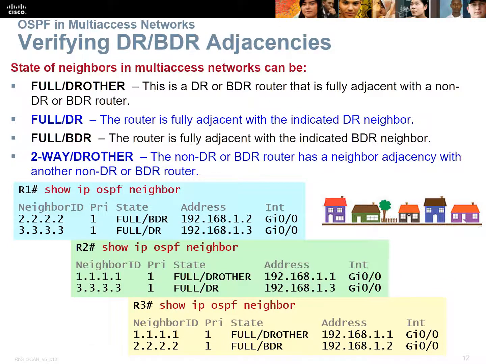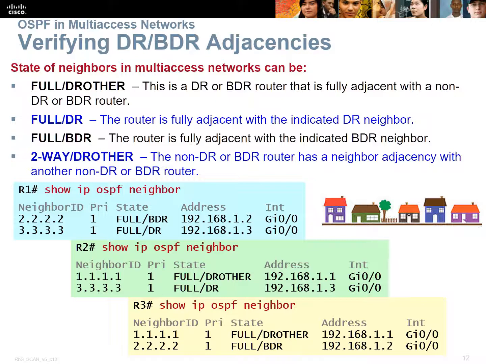Adjacency tables. Show ip ospf neighbor. Very useful command. We can see on R1 we've got 2 neighbors. One's a DR, one's a BDR. On router 2 we've got 2 neighbors. One's a DR and one's a DR other. And on router 3 we've got a DR other and a BDR.